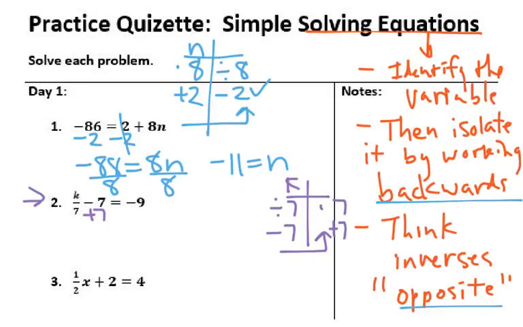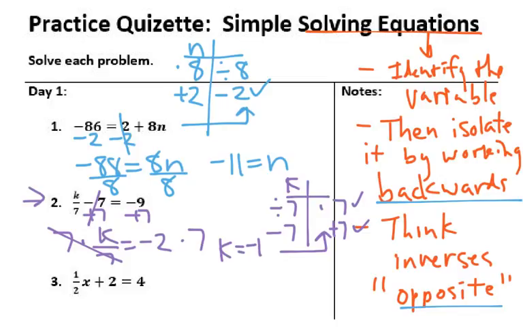So we add 7 to that minus 7. Those cancel out. We get k over 7, because negative 7 plus 7 is 0, equals negative 9 plus 7, which is negative 2. Then we times both sides by 7 to do the opposite. Those cancel, leaving us with k equals negative 2 times 7, which is negative 14. There's our answer.